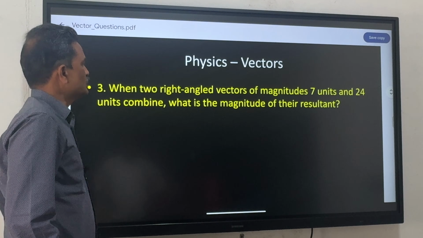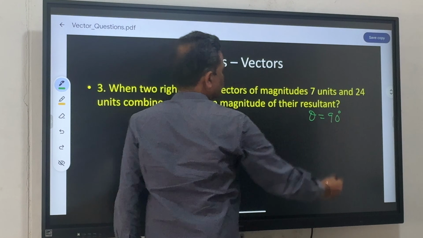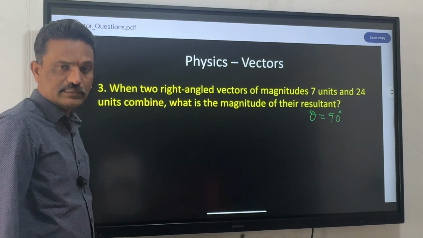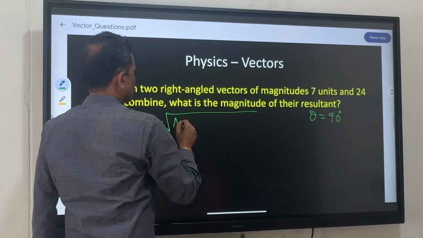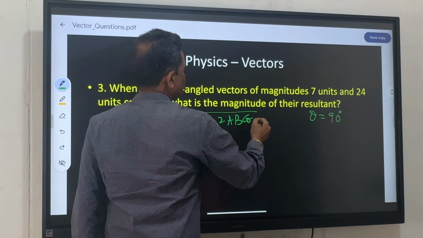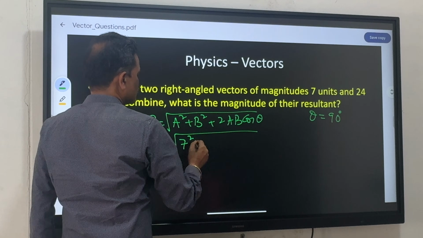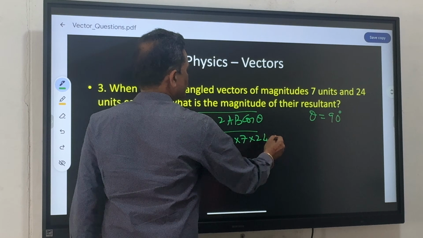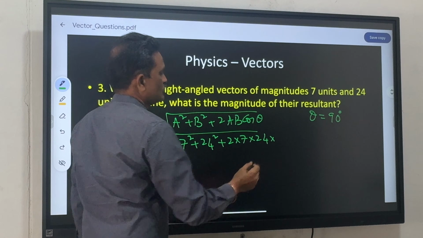Now third question. Two right angled vectors, right angled means theta is equal to 90 degrees, of magnitude 7 units, 24 units combine, what is the magnitude of the resultant? Same formula. R is equal to under root A square plus B square plus 2AB cos theta. Just substitute the values. So A is 7 square, this is 24 square, this is 2 into 7 into 24 into cos 90 degrees. So cos 90 is 0. So this will become 0.